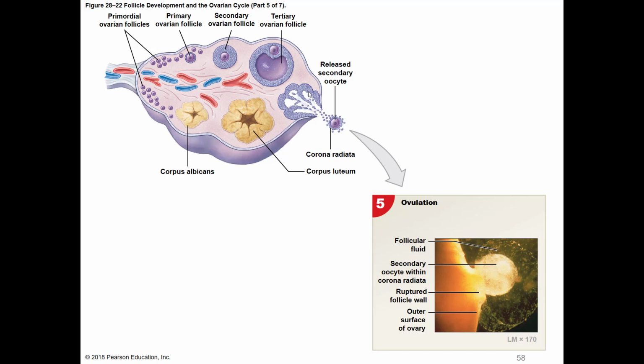So ovulation is the rupturing of that tertiary follicle, and we are going to spill out that secondary oocyte into the pelvic cavity. You can also see fluid rushing out. You can see some cells that are staying around the egg, and that again is going to be called the corona radiata, which will stay with the egg or oocyte.